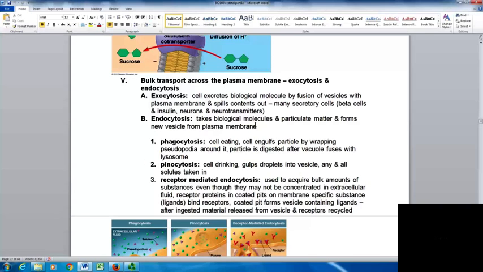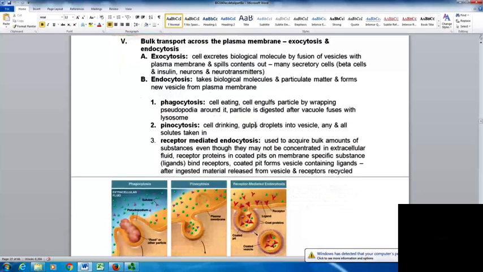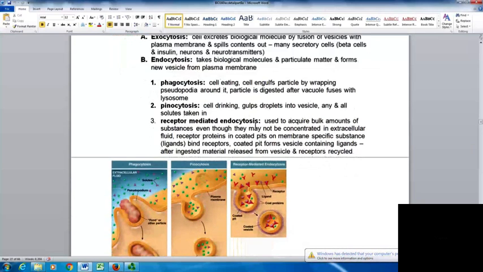So the way I remember that this is removing something is I think of exo and exit. A lot of the secretory cells are going to use this: the beta cells making insulin, your neurons making their neurotransmitters. So endocytosis is going to be the exact opposite. This is going to be when the cell takes in a biological molecule. It may be particulate matter, and form a new vesicle from the plasma membrane. So this is the opposite of what happened with exocytosis.